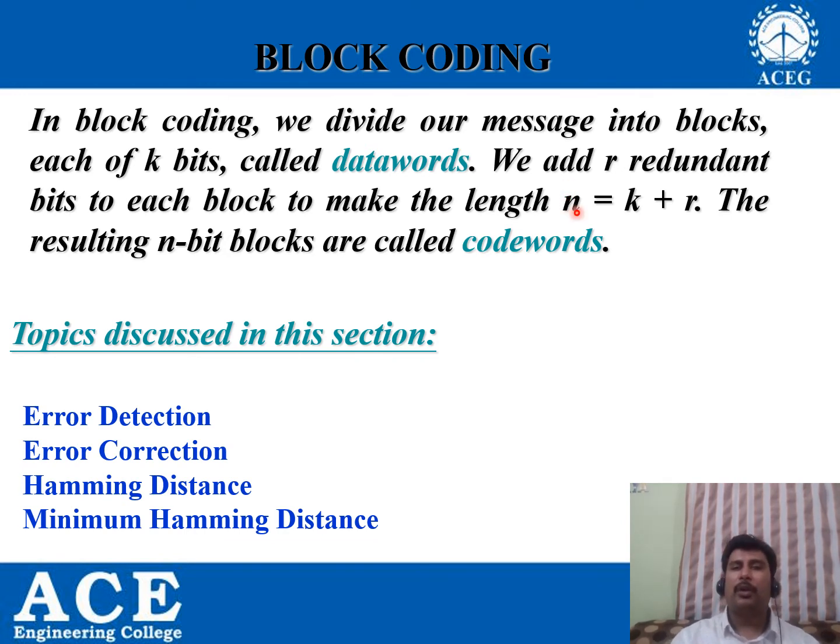So what do we mean by block coding? Dividing the message into smaller units called blocks, adding the redundancy bits, and then converting the data words to code words. First dividing is referred to as blocks, and adding redundancy to the data words gives code words, and that together is referred to as block coding. Next, we are going to discuss error detection and correction, and try to understand Hamming distance and what we mean by minimum Hamming distance.